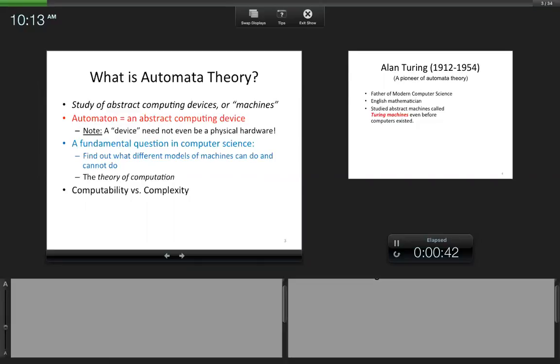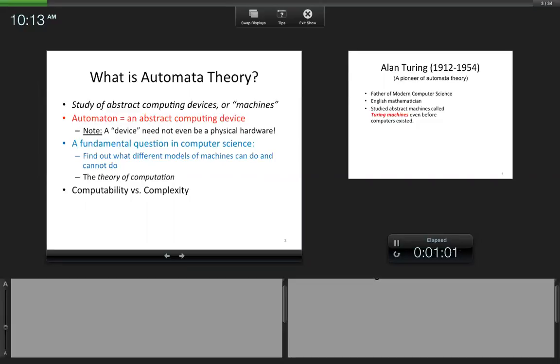We'll also be encountering these 2 topics a lot: computability and complexity. We'll study, given a particular problem, let's say you want to write an algorithm or create a machine to solve that problem.